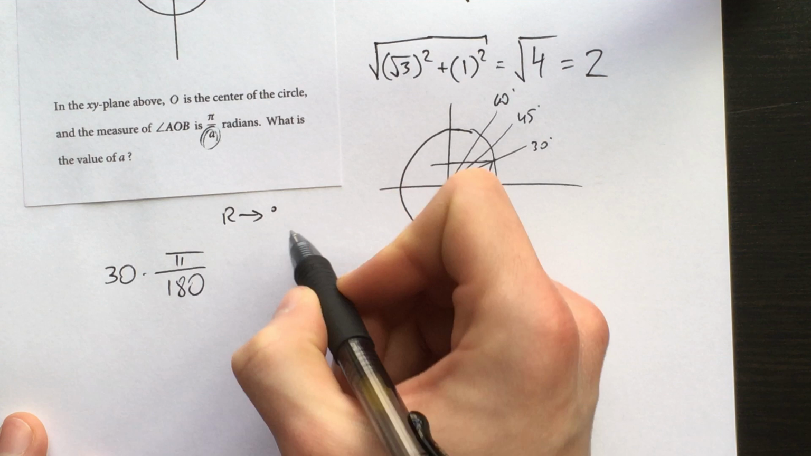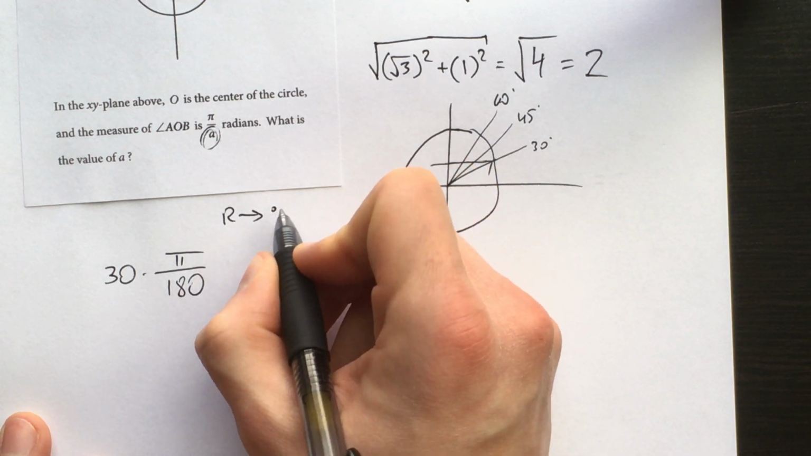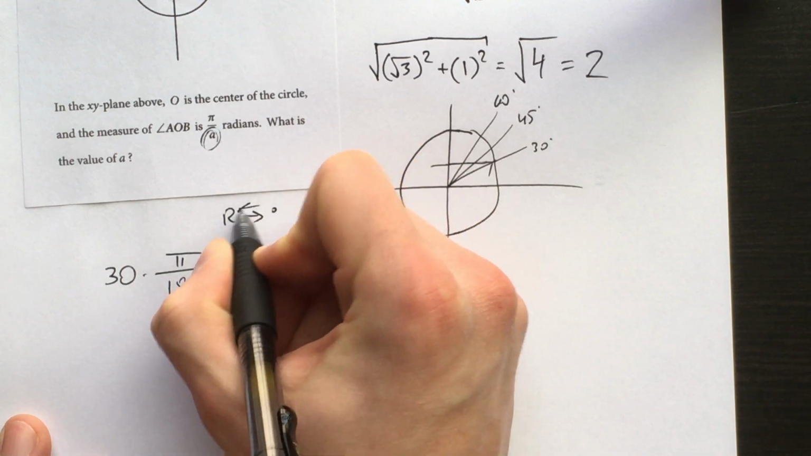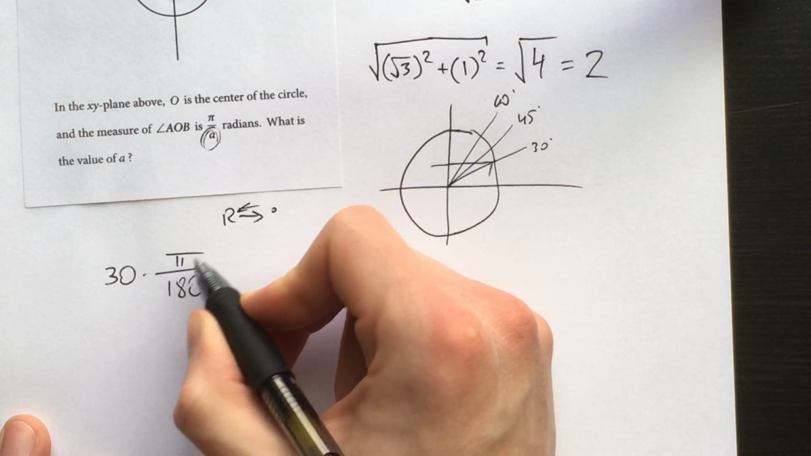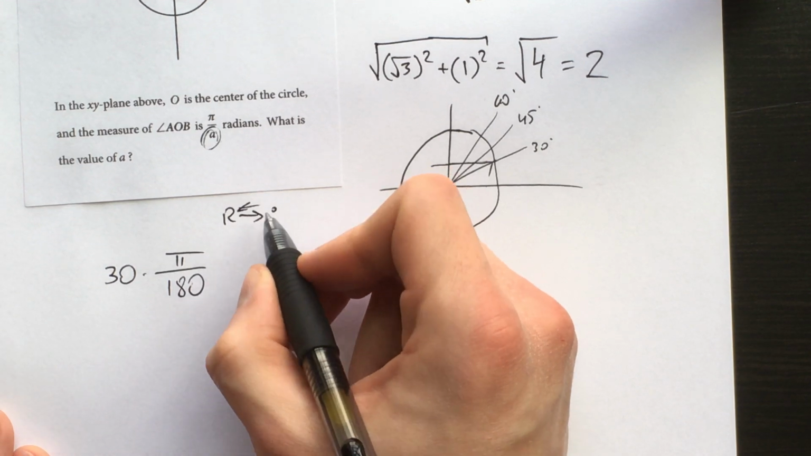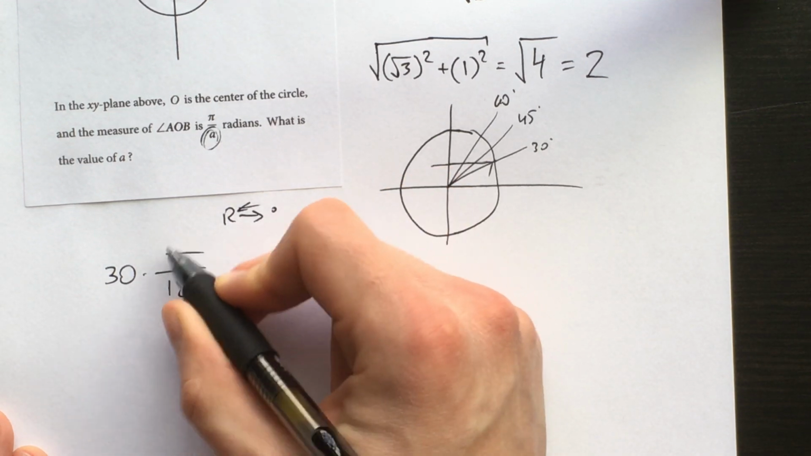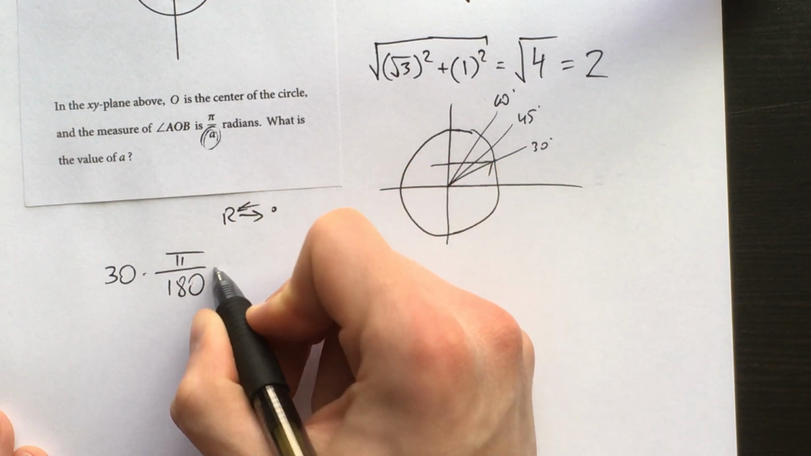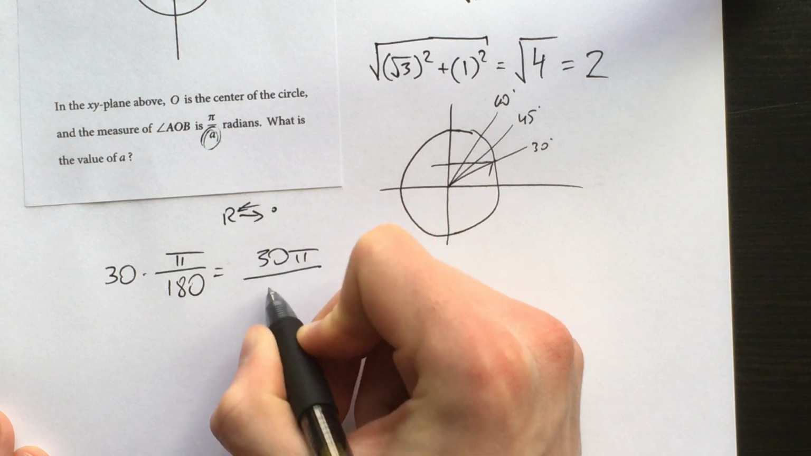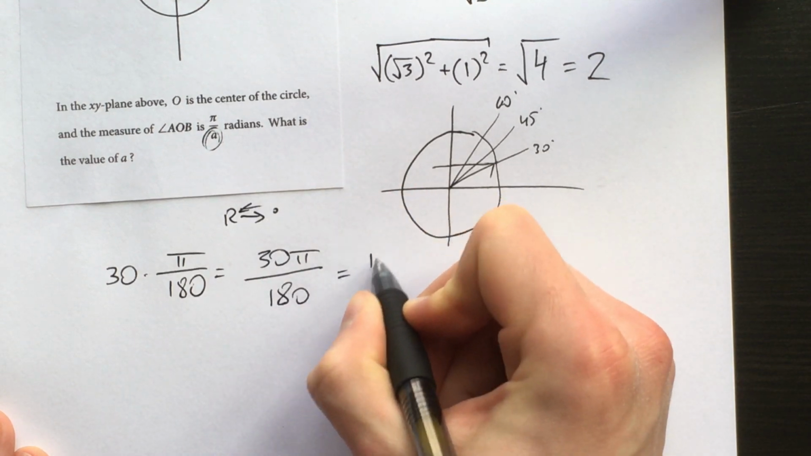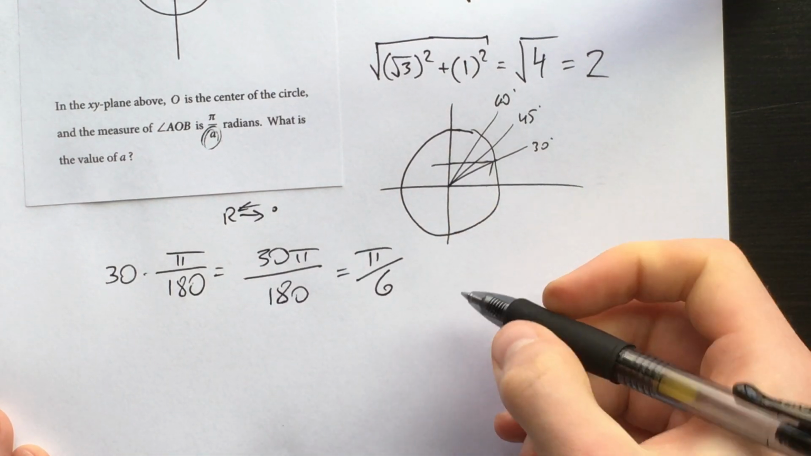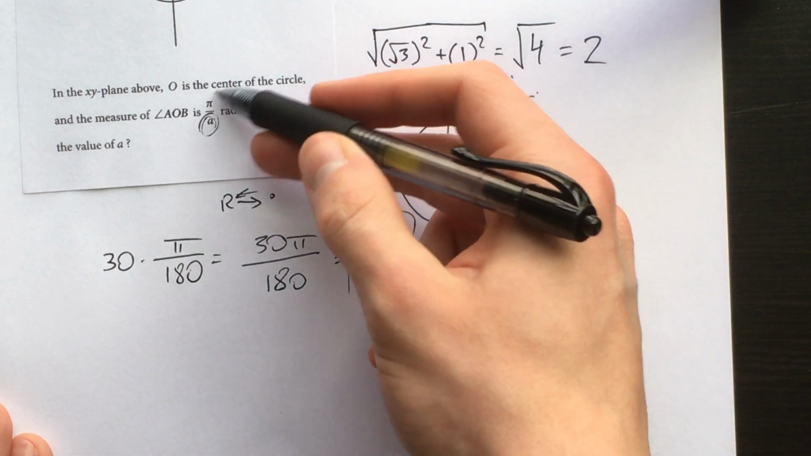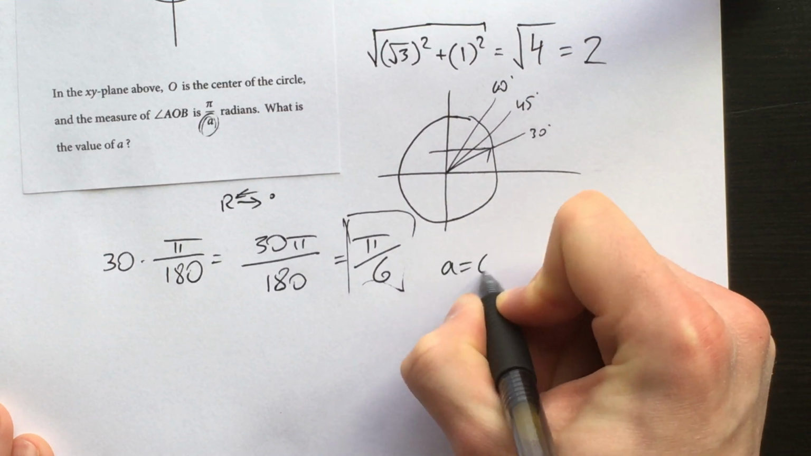Just think about it this way. If you're going from radians to degrees, you want to remove the pi, so you put it in the denominator to cancel out. If you want to move from degrees to radians, you want to add a pi, because radians are usually with pi. So you want to put it in the numerator if you're going from degrees to radians, just like we're doing here, so that you have it in your answer. So this is equal to 30 pi over 180, and this cancels to pi over 6. So that means if this is our measure in radians, A is equal to 6.